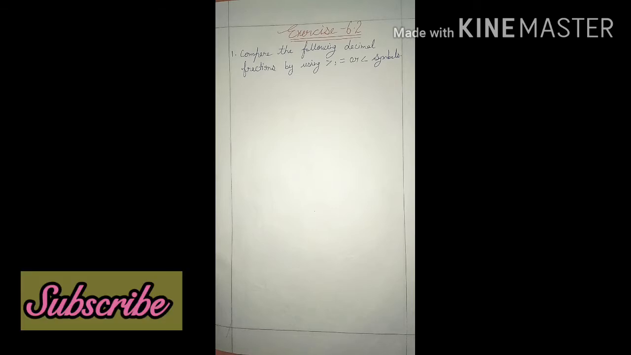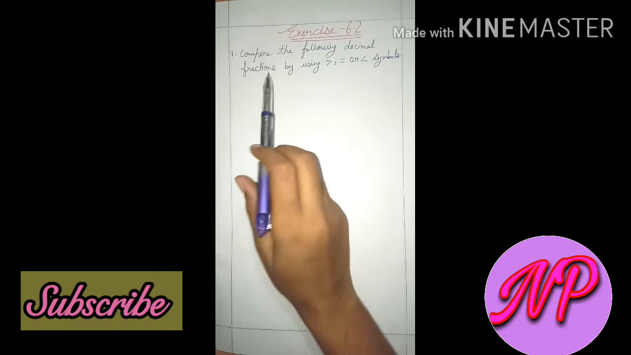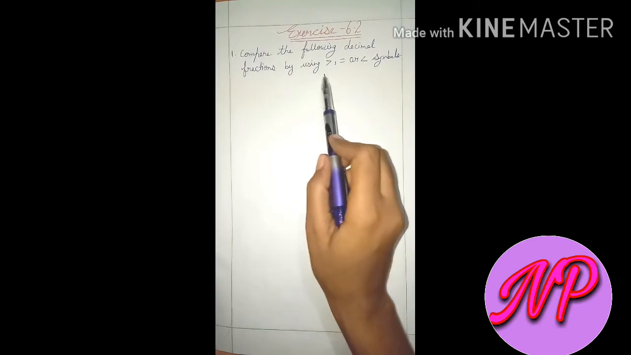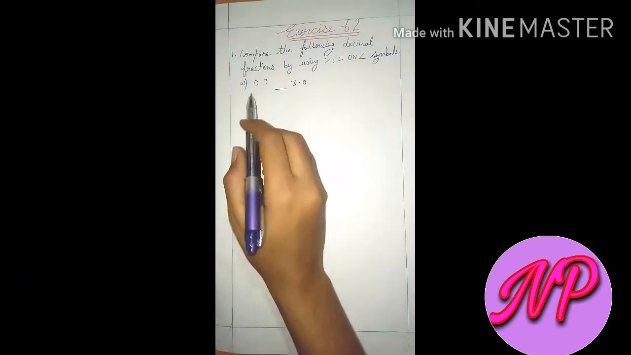Dear students, today I am going to start exercise 6.2 of chapter 6, Decimals. Okay, so the first question is: compare the following decimal fractions by using greater than, equal to, or less than. The first question is given.